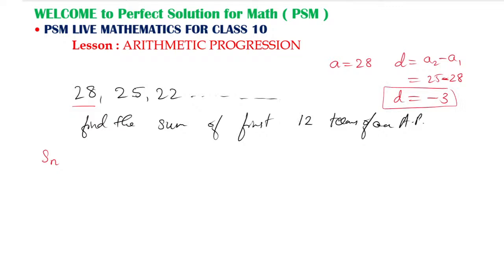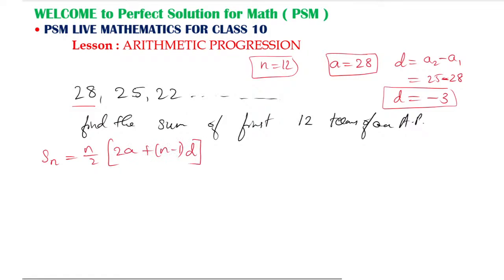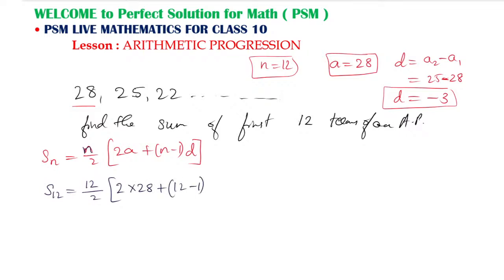What is the N value? N is 12, because we have to find the sum of the first 12 terms. So the Sn formula you know: n by 2 into 2a plus n minus 1 into d. Substituting the formula, we have to find S12. So 12 by 2 into 2 into 28, a value is 28, plus n minus 1, that is 12 minus 1, into d, which is minus 3.